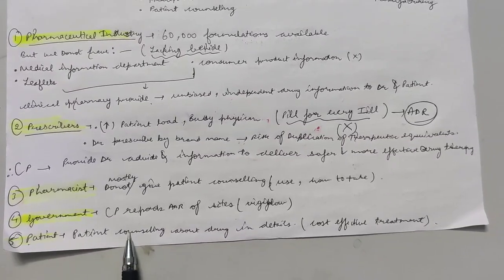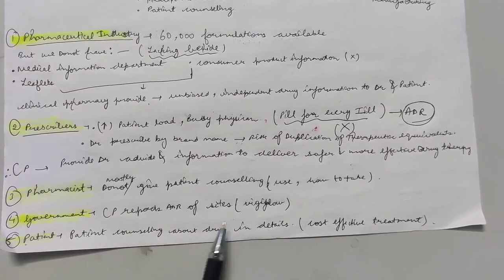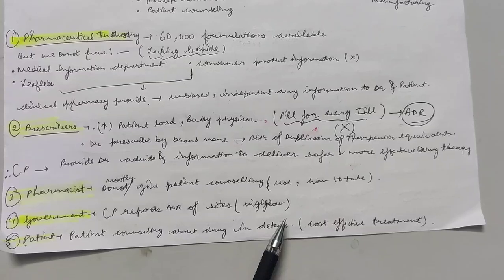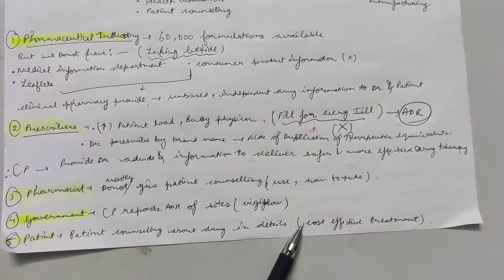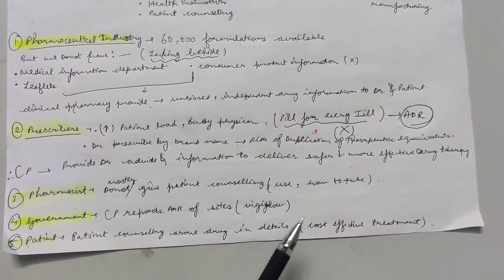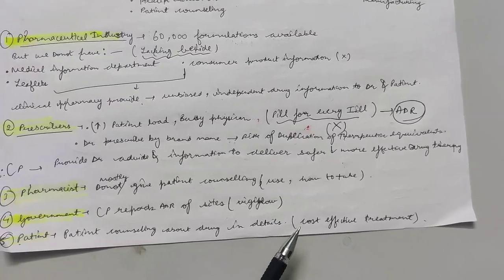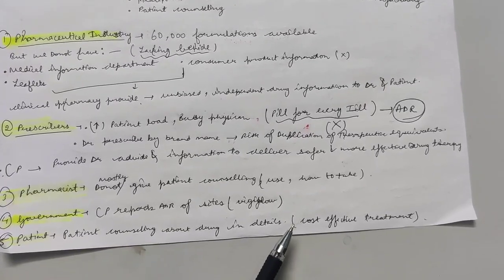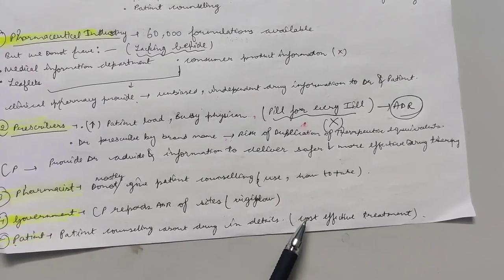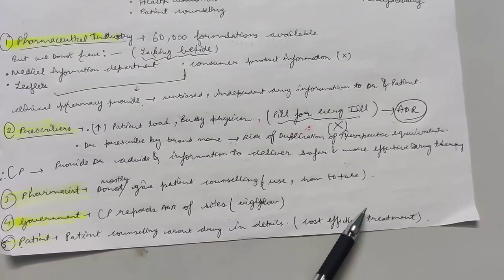Number 5 is patient. Patient counseling should be done about the drug in detail. How to take the drug, when to take the drug, duration, interval, possible side effects, ADR and food interaction should be told to the patient, and the treatment should be cost effective treatment.